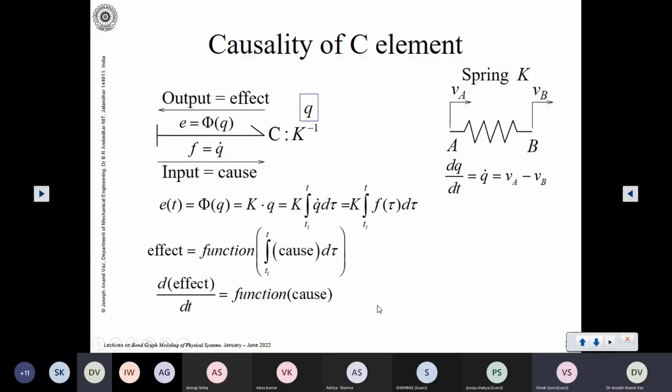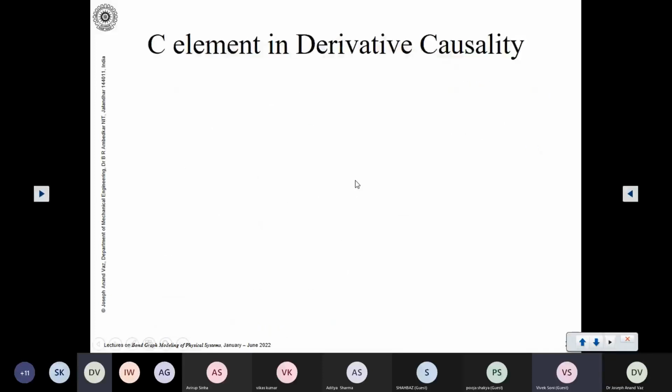We can also write it in this manner. It's the natural or integral causality for the C element. You see, for the I element, in integral causality, the causal stroke was near the I element. But for the C element, the causal stroke is away from it, like this. This is the natural or integral causality for the C element. Now let us consider the C element in derivative causality.